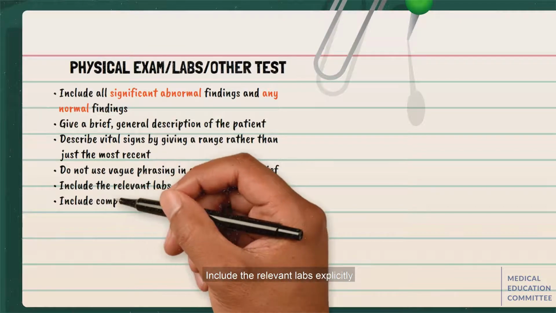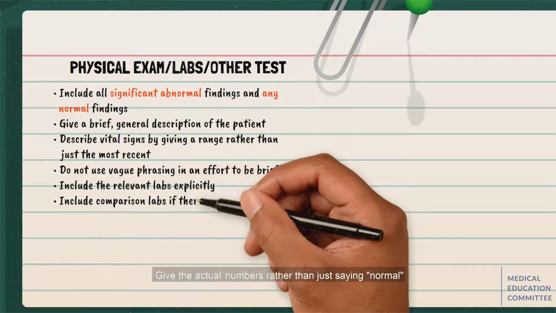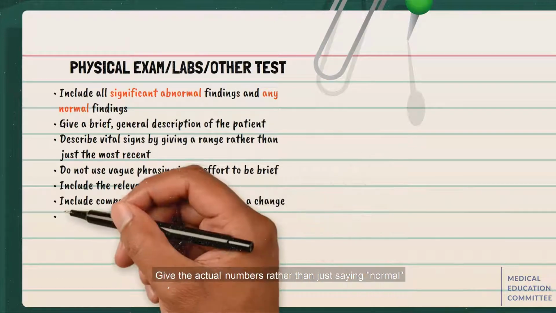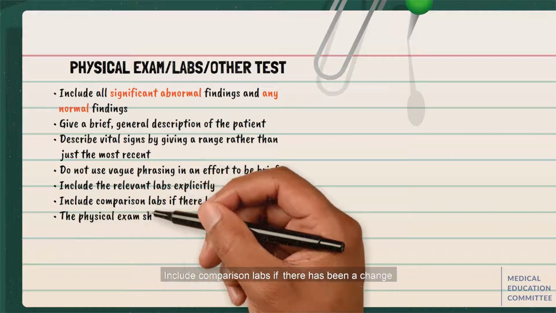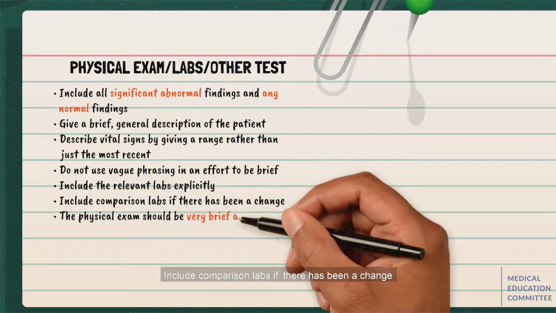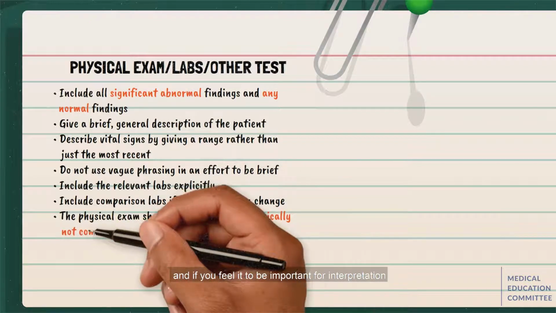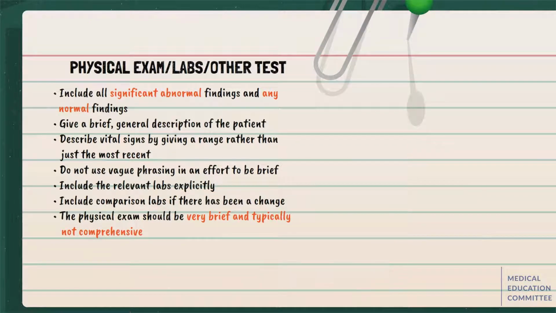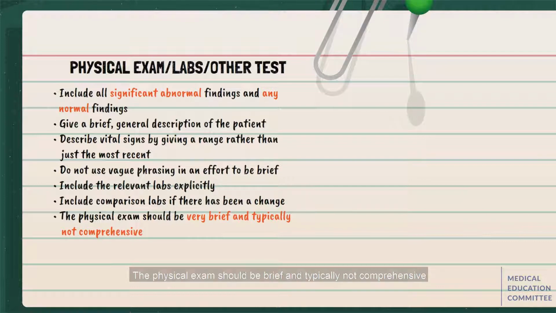Include the relevant labs explicitly. Give the actual numbers rather than just saying normal. Include comparison labs if there has been a change and if you feel it to be important for interpretation. The physical exam should be brief and typically not comprehensive. Focus on the portions of the physical exam that you are actively following for the patient's active problems, even if normal, and anything that has changed from previous exams.